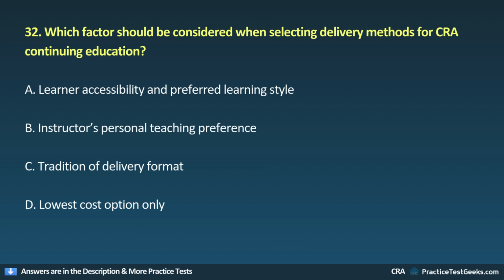32. Which factors should be considered when selecting delivery methods for CRA continuing education? A. Learner accessibility and preferred learning style. B. Instructor's personal teaching preference. C. Tradition of delivery format. D. Lowest cost option only.